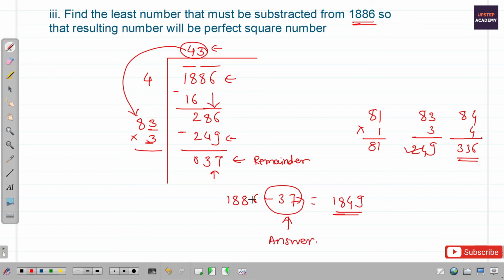I hope guys you got it, how to deal with a non-perfect square number to find out its square root by using the division method.